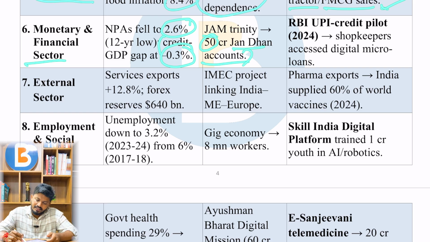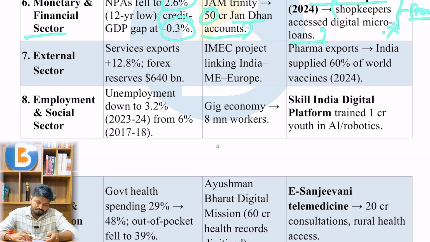Okay. Next, RBI UPI Credit Pilot 2024, where shopkeepers accessed digital microloans. Very important, RBI UPI Credit Pilot. Aim is to increase access to finances for shopkeepers or other vendors.